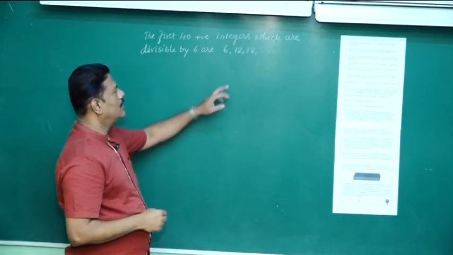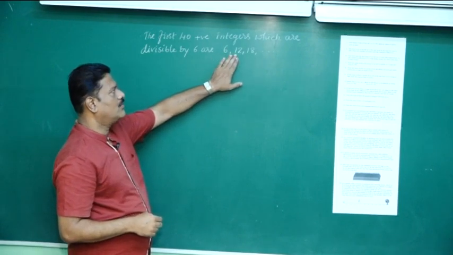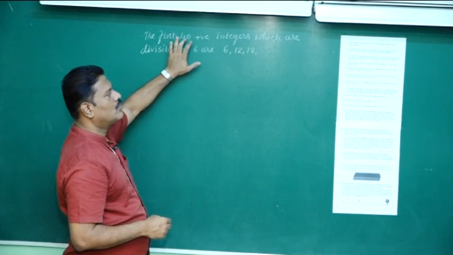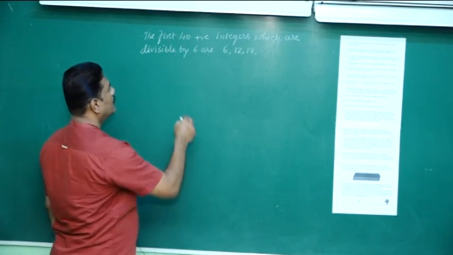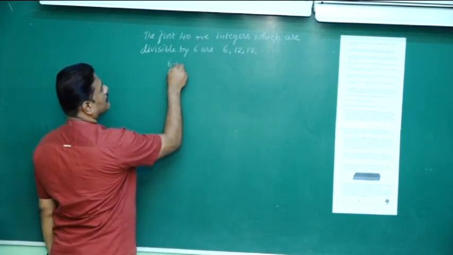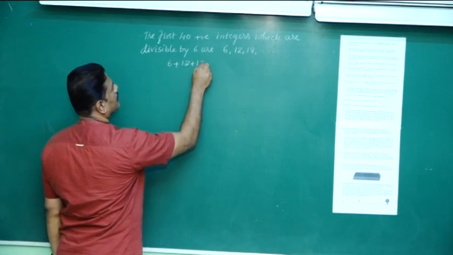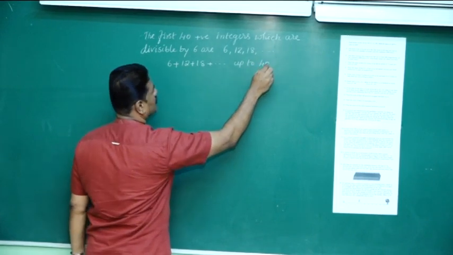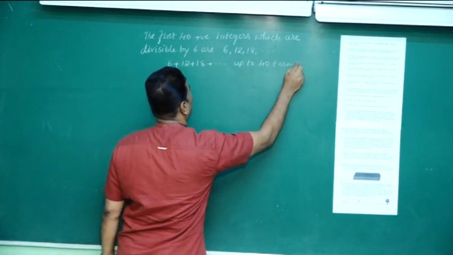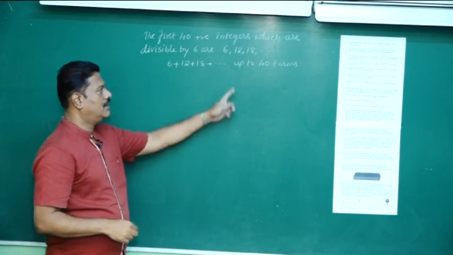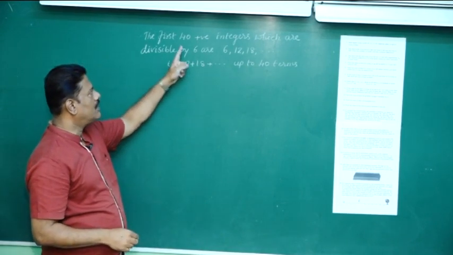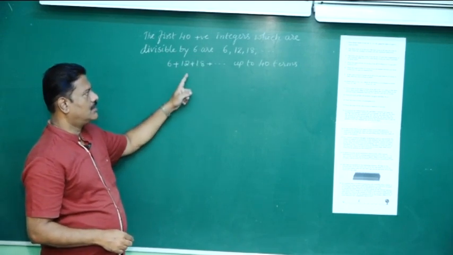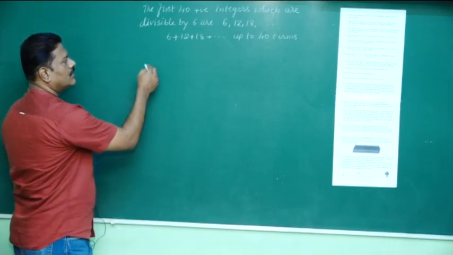So now here you will come to know A, you will come to know D, but you don't know N. But here it is given up to 40 terms. So now I write like this: 6 plus 12 plus 18 plus etc. up to 40 terms. Now you will come to know N. Why I wrote 40 terms? Because you have been asked to find the first 40 positive integers which are divisible by 6. Now it is very easy, children.